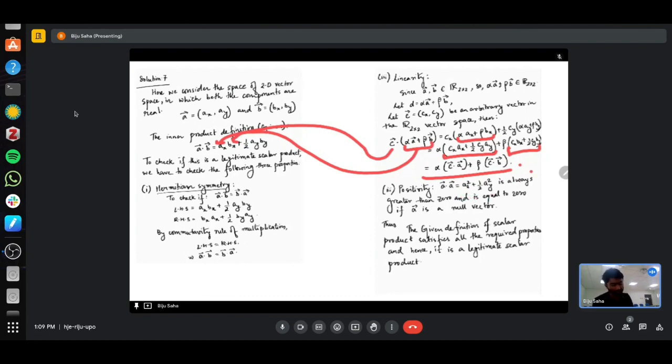This entire thing is always greater than 0 because it involves squares, and it is equal to 0 only if a itself is a null vector. If both of them turn out to be 0, then this condition is equal to 0, but it can never be negative. So the positivity condition also holds good. That verifies that the given definition of the scalar product is satisfied. The given definition of this inner product satisfies all the conditions, and hence it is a legitimate scalar product.